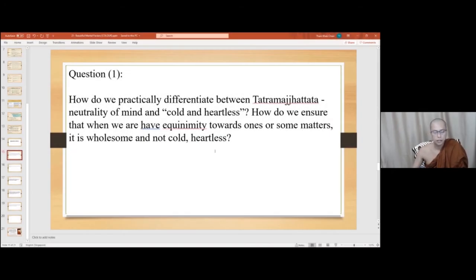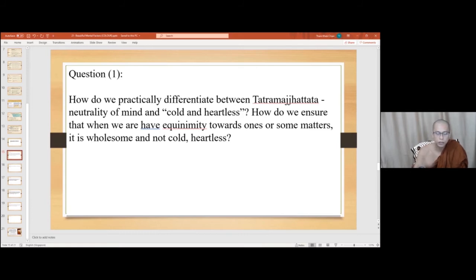Okay, this is a very difficult case. First of all, we need to try to identify their general nature. Tatramajjhattata is a beautiful mental factor, and it works in a beautiful way. Cold and heartless, I think, is caused by a lack of kindness and compassion. Due to that condition, it is not beautiful.